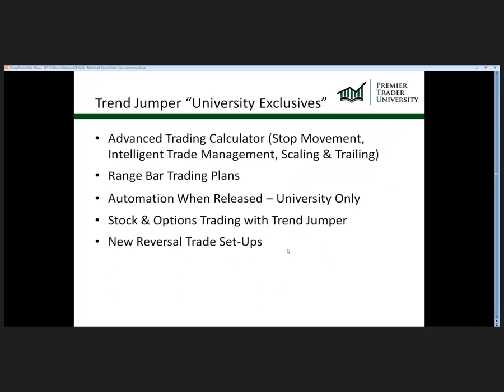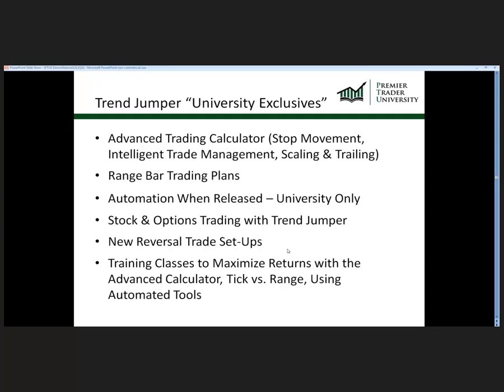Now, one thing I wanted to point out, we released Trend Jumper as a standalone, but when you get it inside the university, you get some really cool university-only exclusives. One is you're going to get this advanced trading calculator when it's released: stop management, intelligent trade management, scaling and trailing, all things the basic calculator doesn't do that those people have to do manually. This will all be something you'll get. We'll have range bar trading plans. Automation next year when it's released will only be available in the university because there's a lot of training that has to go along with automation. So that's only going to be released for students of the university.